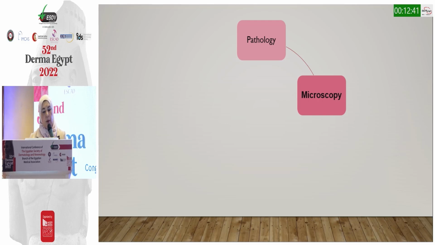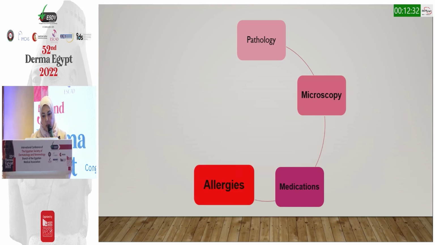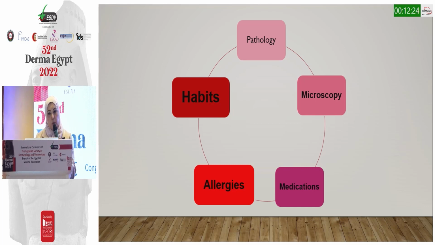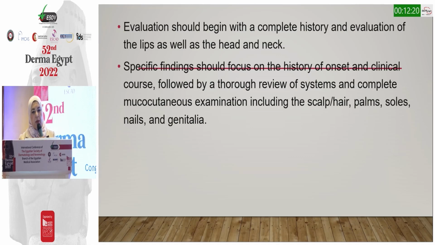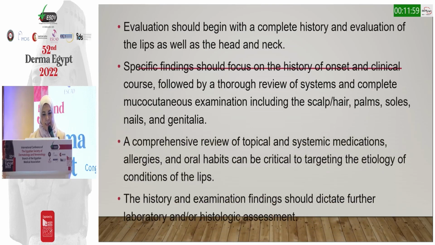Proper pathology and microscopical examination, proper history about the different medications taken by the patients, history of any allergies, and special habits like smoking. All these are very important clues that can help for the proper diagnosis. Evaluation should begin with a complete history and evaluation of the lips as well as the head and neck. Specific findings should focus on the history of onset and the clinical course, followed by a thorough review of systems and complete mucocutaneous examination, including the scalp, hair, palms, soles, nails, and genitalia. A comprehensive review of topical and systemic medications, allergies, and oral habits can be critical to targeting the etiology of conditions of the lips. The history and examination findings should dictate further laboratory and or histologic assessment.